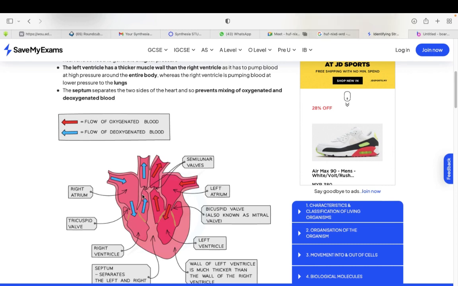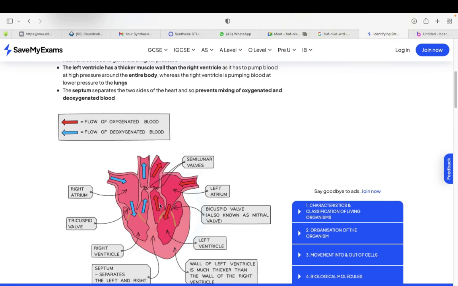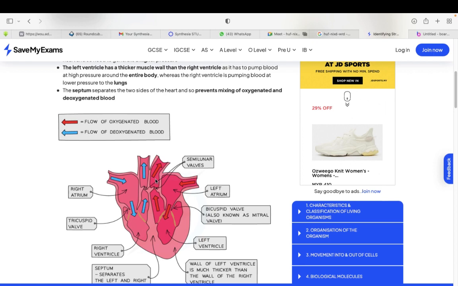There's a valve called the semilunar valve that connects the ventricle to the pulmonary artery. For the left ventricle, there's a valve that connects it to what we call the aorta, the biggest artery that takes the oxygenated blood to the rest of the body cells. Is that okay? Okay, so that's that for that.